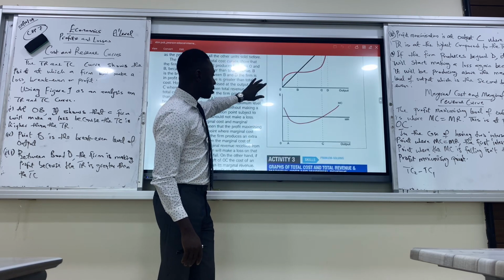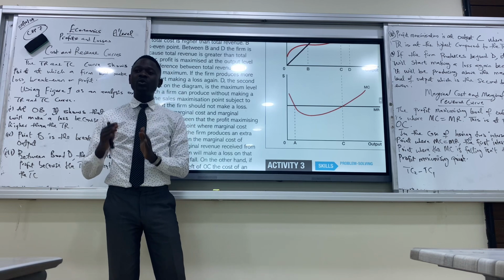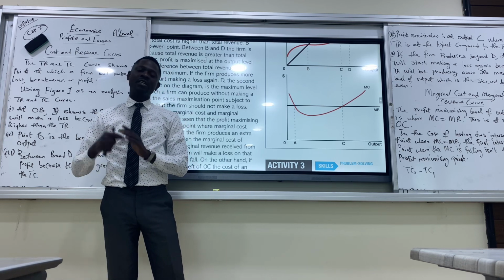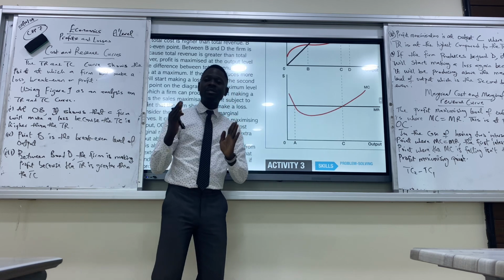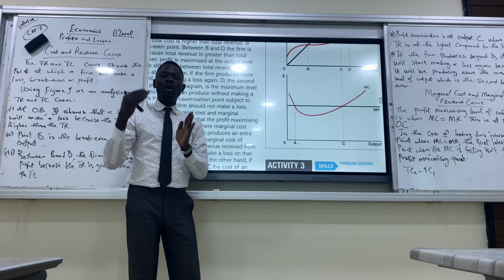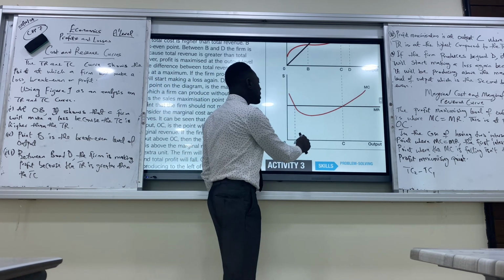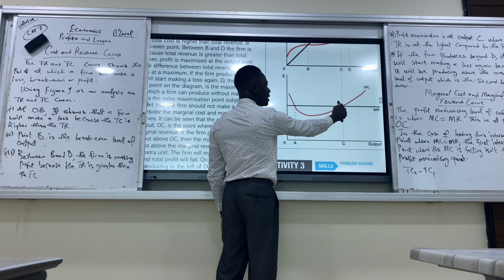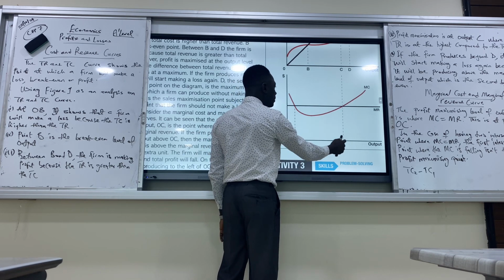Then we have our marginal cost. Marginal cost is the cost of producing an extra unit of output, which allows the firm to make an extra unit in sales. For the profit maximizing output, where total revenue is at its greatest, marginal cost equals marginal revenue. So here, our profit maximizing level of output is at this point: MC equals MR at C, at OC.